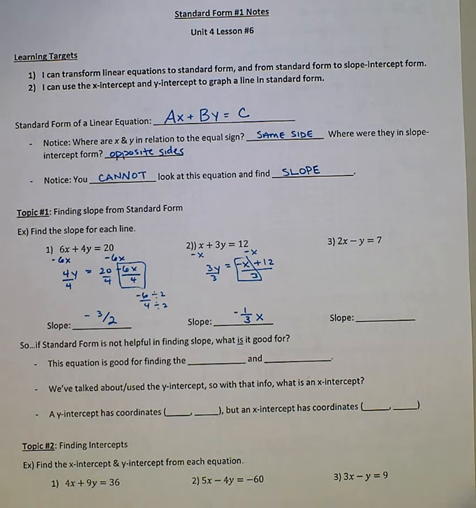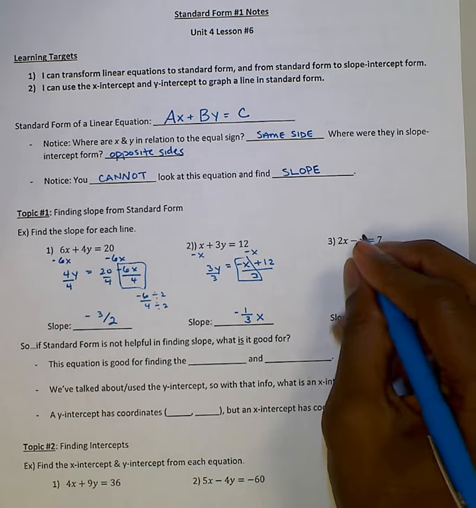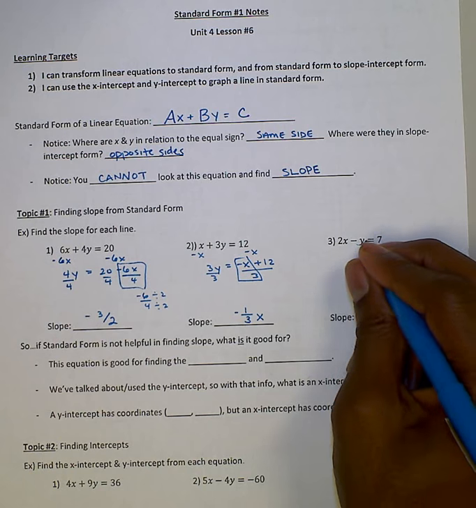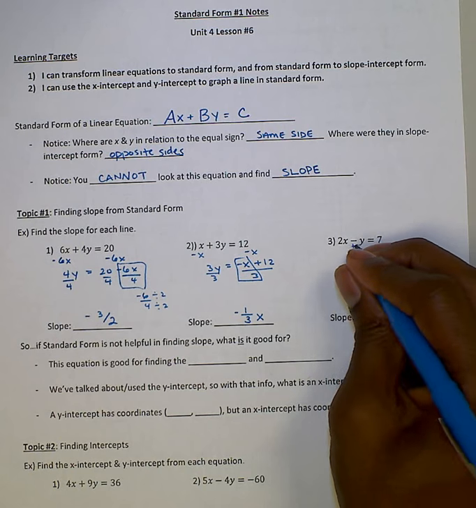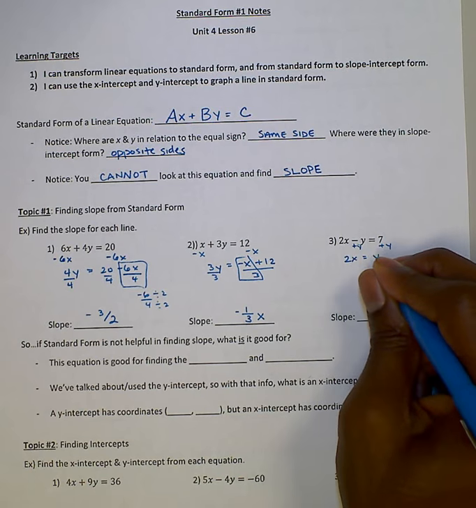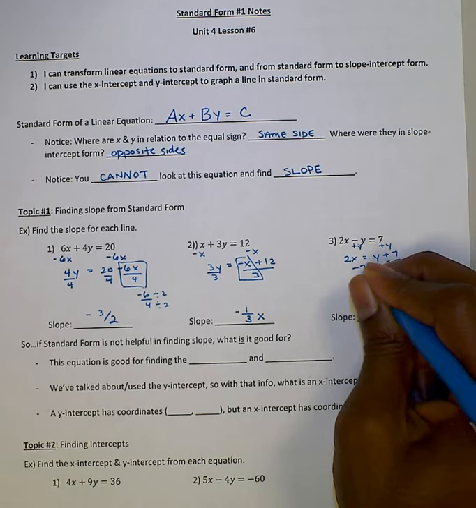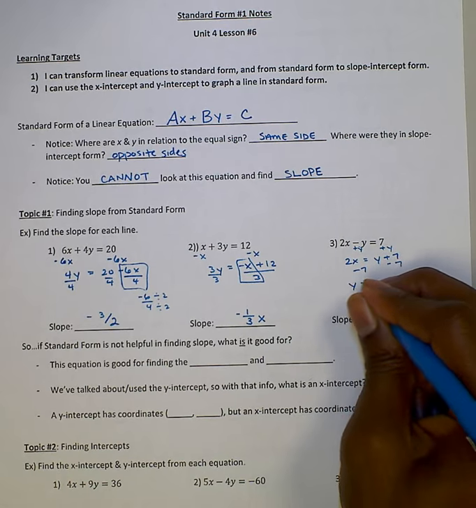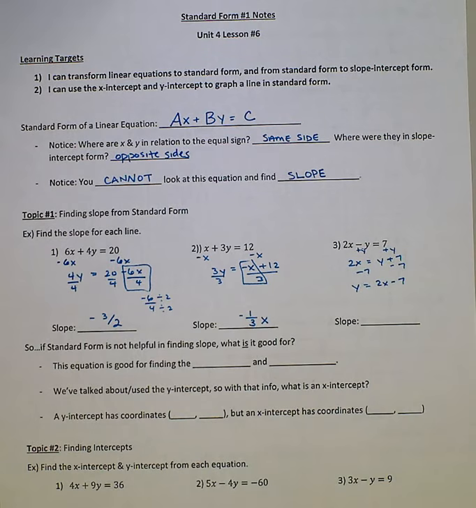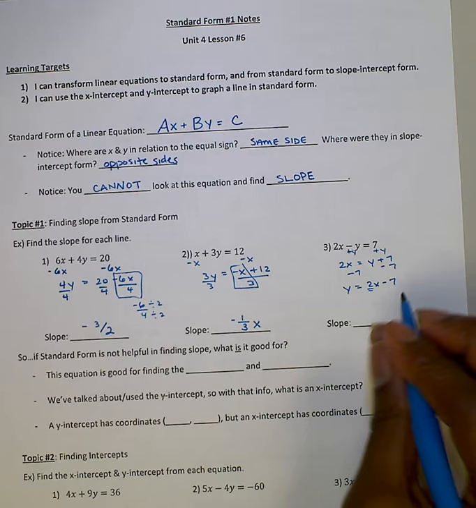And then lastly, I'm going to get y by itself in this case. So I'm going to add y to both sides. I have 2x equals y plus 7. I'm going to subtract 7. And so I have y equals 2x minus 7. You'll notice that in all these problems, I'm basically just putting it in slope-intercept form. And the slope is the number in front of x.